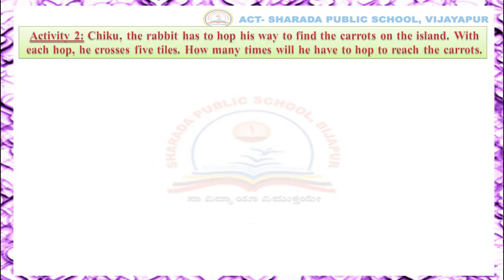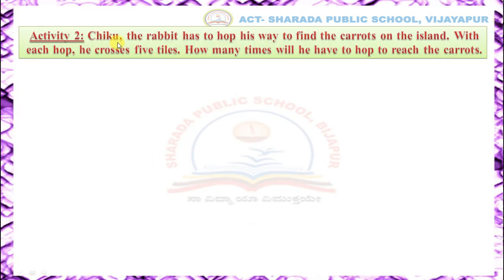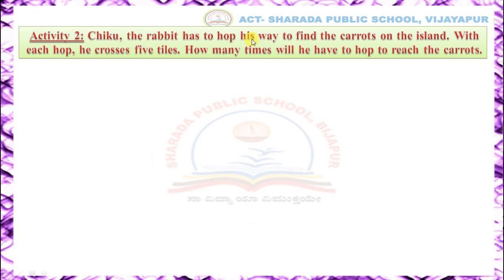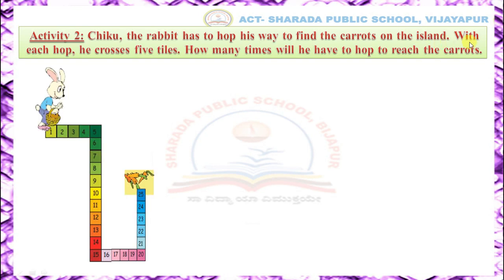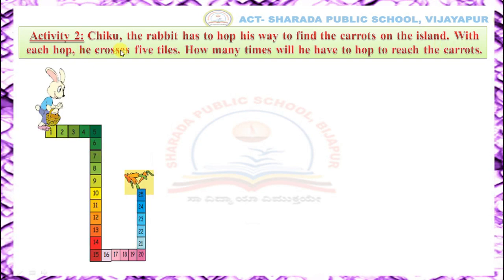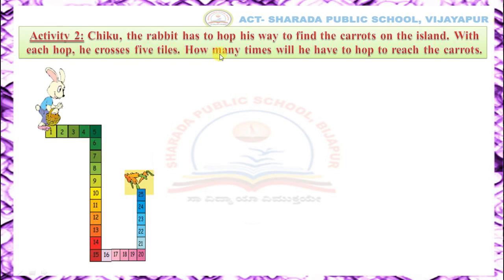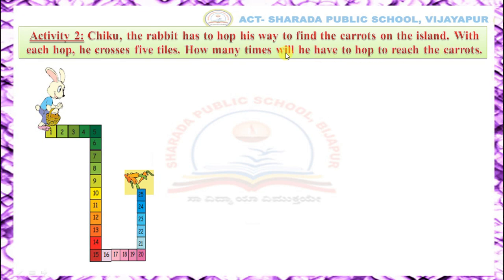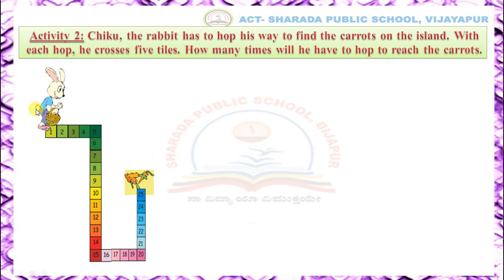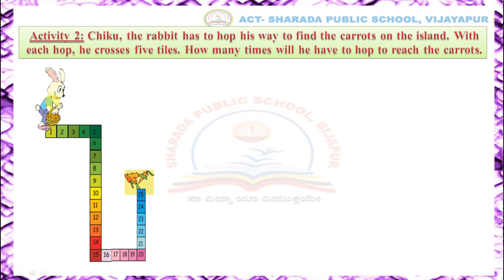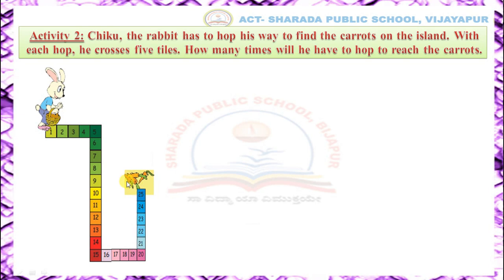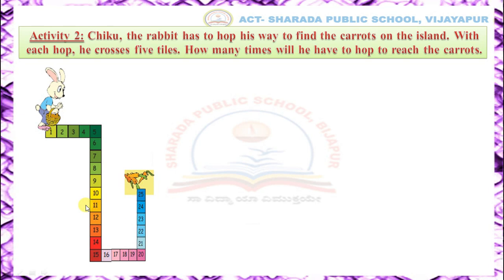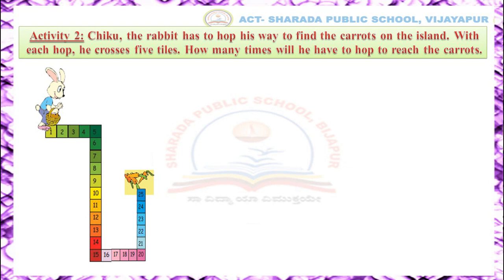Let us solve the activity number 2. Chiku the rabbit has to hop his way to find the carrots on the island. With each hop, he crosses 5 tiles. How many times will he have to hop to reach the carrots? Here we have Chiku the rabbit, tiles and carrots. Let us help Chiku to reach the carrots using logical thinking.